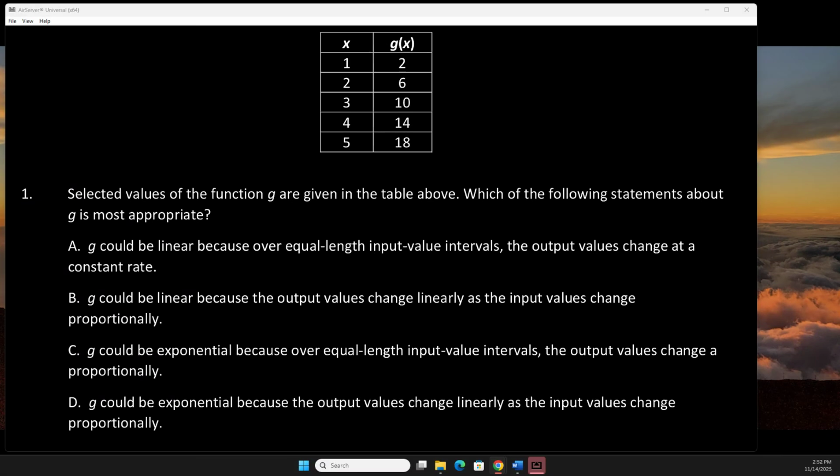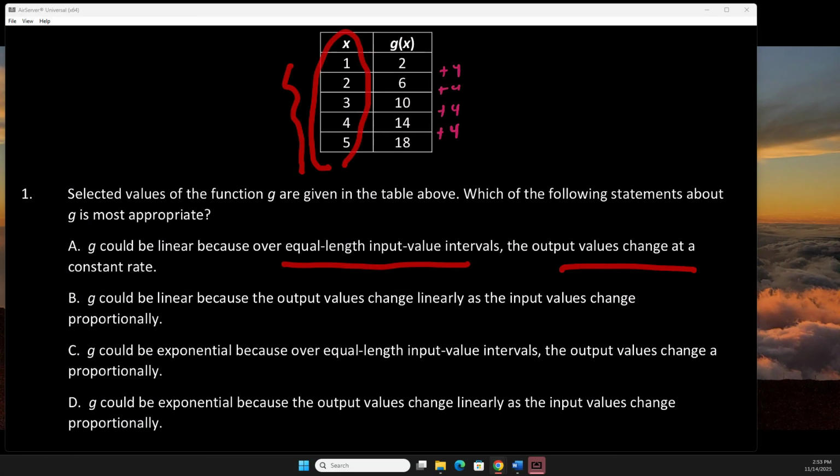So when you look at how the output values are changing, it looks like they are all increasing by 4. So, because they're all increasing by 4, it's definitely linear. So then we want to make sure we choose the right statement. So g could be linear because over equal length input value intervals, which is true, they're all increasing by 1 here, the output values change at a constant rate. Yes, and that rate that they are changing is 4.